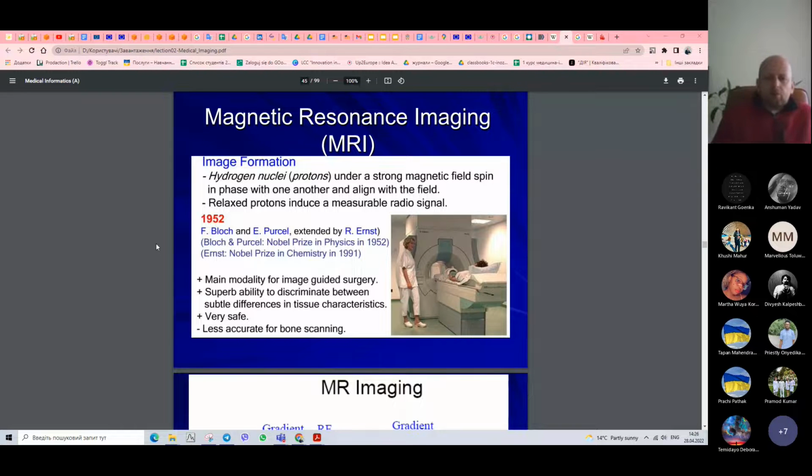Hydrogen nuclear proton image formation: under strong magnetic fields, spins are in phase with one another and align with the fields. Relaxed protons induce measurable radio signals. And this was studied from 1952. And what is the plus?